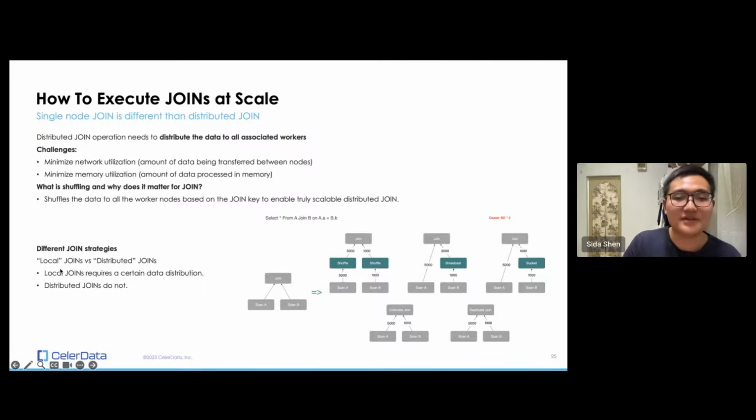The first type is, say, local join, kind of a word I made up, versus distributed join. Local join, you can think of as a single node join. To use multiple nodes to process a query with a local join, it requires a certain data distribution. So you first have to organize your data in a certain way for the join to work on multiple nodes, right? And distributed join actually sends the data on the fly during the join query execution.